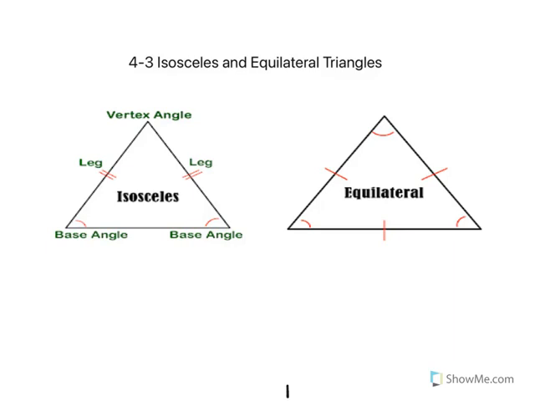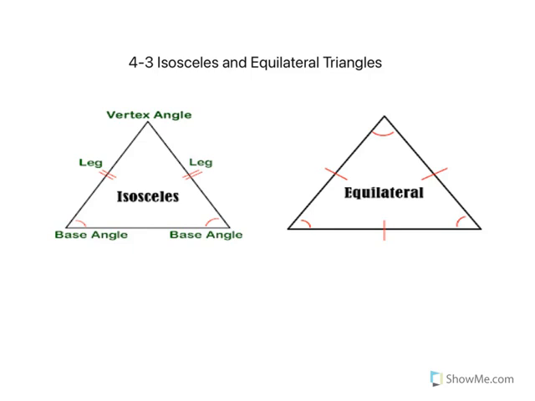Unit 4, Section 3. Isosceles and equilateral triangles. So we have two different types of special triangles. One is an isosceles and one is an equilateral. We have some others as well, but for this section we're going to discuss these two. And here are some visuals.